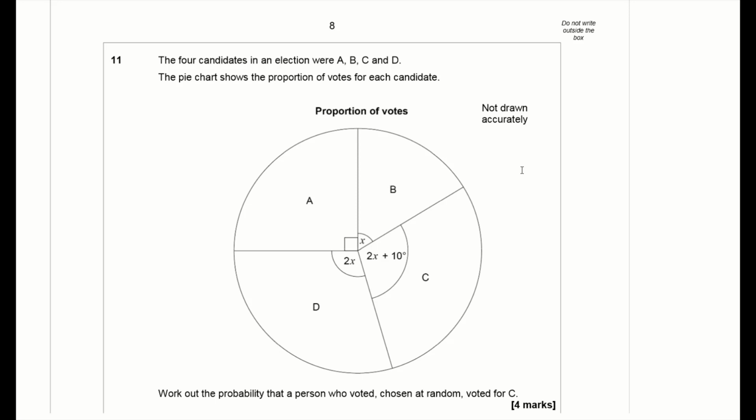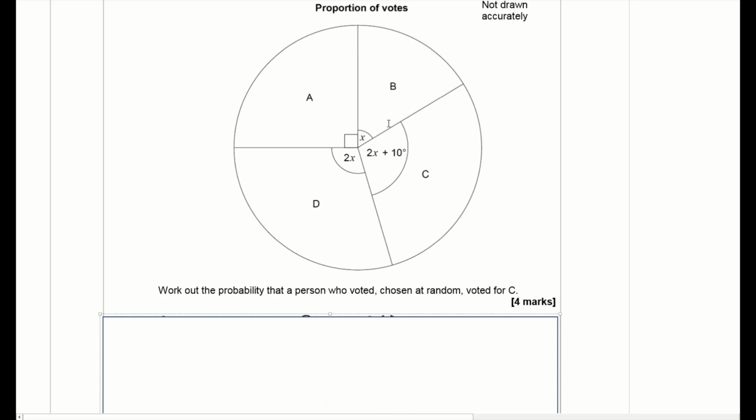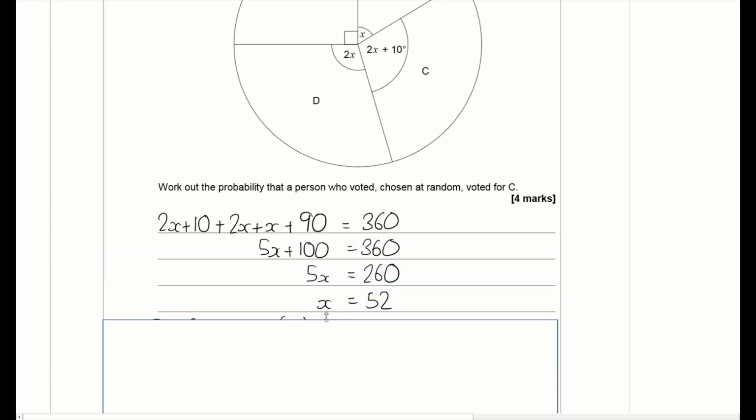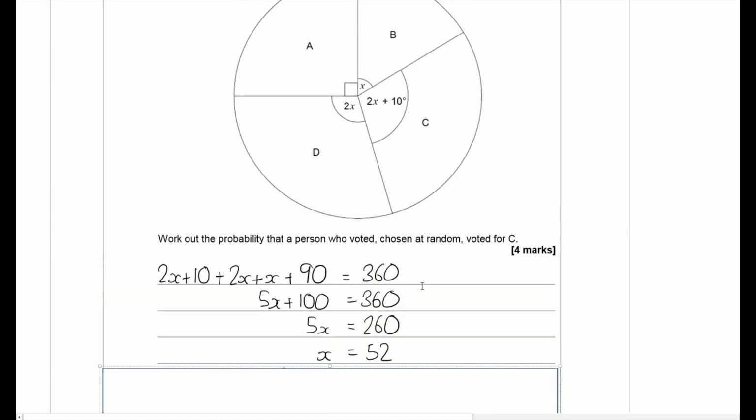Now, notice they didn't say at all what any particular section was with regards to its angle. We do know that A is 90 degrees, but we do actually have algebra expressions for each of the other sectors. All we've got to do is add all of these up and equate them to 360. So by doing that, we're effectively solving for x to begin with. So 2x plus 10 plus 2x plus x plus 90 must equal 360.